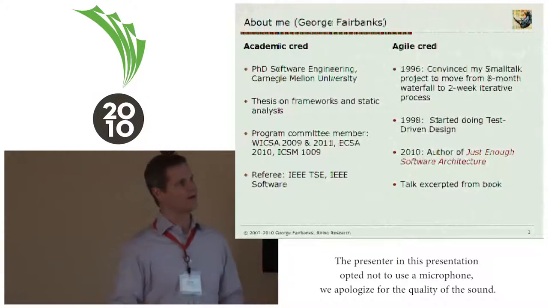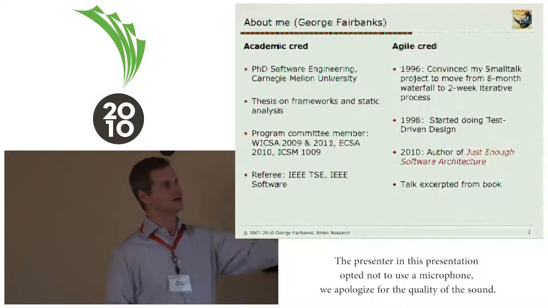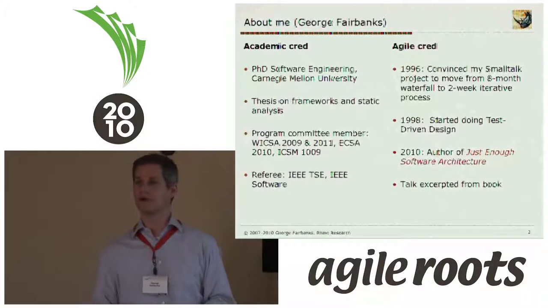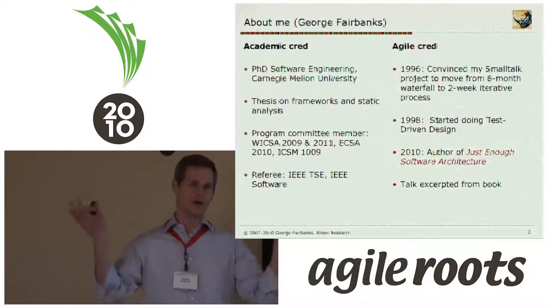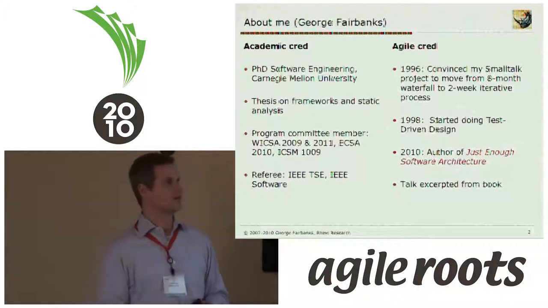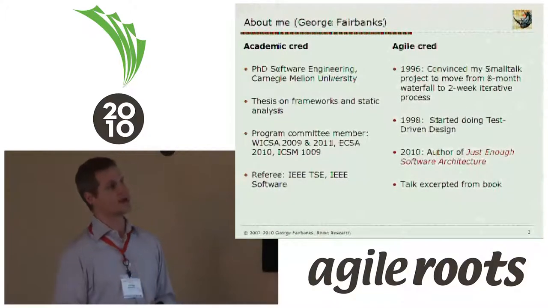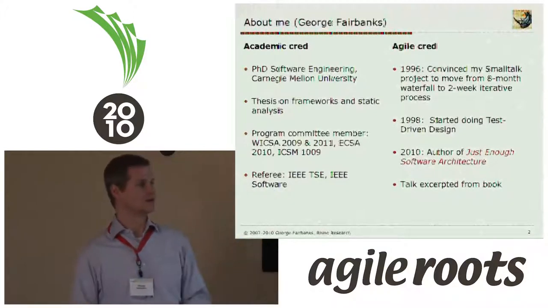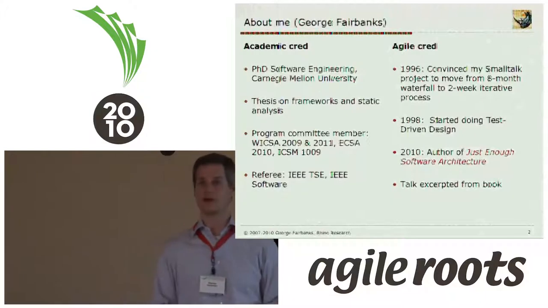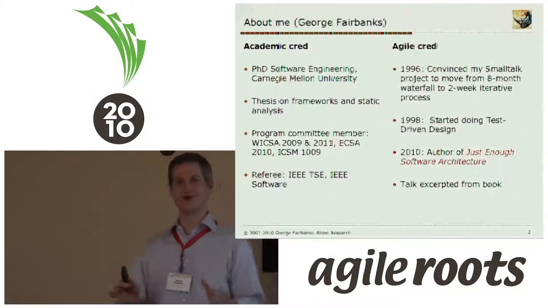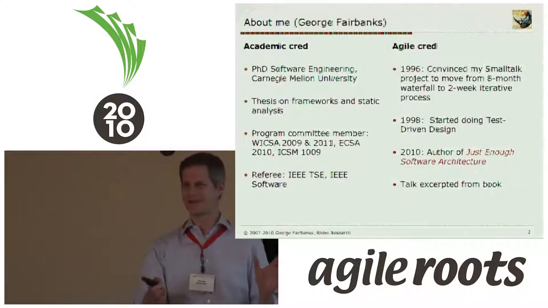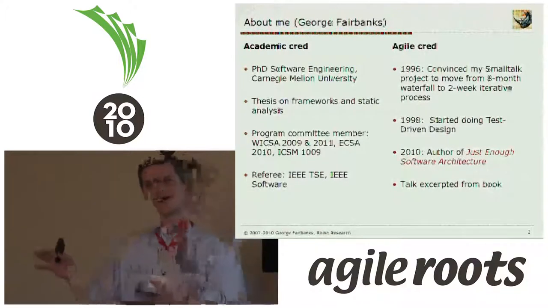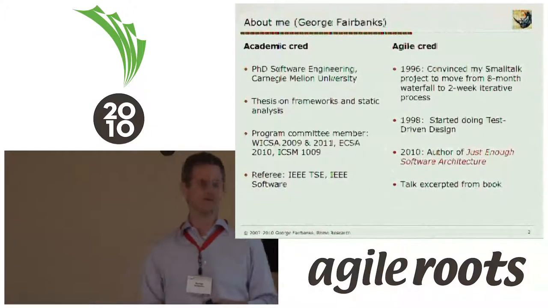I'm an old-time kind of agile guy. Started doing a Smalltalk project actually back in 95. In 96, we convinced them to move from 8 month to 2 week iterations. Everyone was very stressed about this thing, but after a month of that, they were delighted, as you might imagine. In 98, started doing test-driven development, and recently just written a book called Just Enough Software Architecture, which until Jim Copeland wrote his book, which I think is due out like next month or something, I was going to say this is the first book to treat software architecture and Agile as peers, as reasonable things.